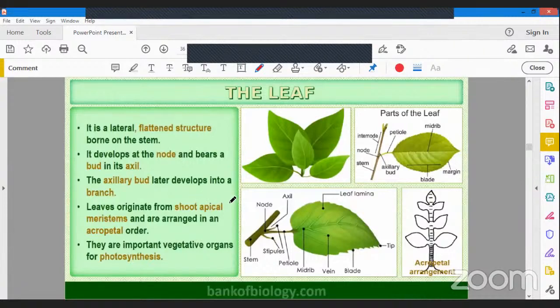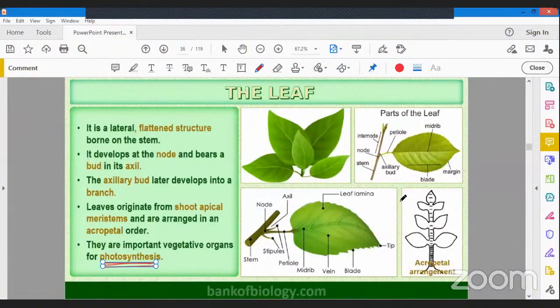So what do you mean by acropetal succession? So here the oldest leaves are at the bottom, youngest ones at the top. So the very old leaves are all at the bottom, young leaves are at the top, at the tip. So they are important vegetative organs of photosynthesis. So this is where photosynthesis takes place. So take it down.